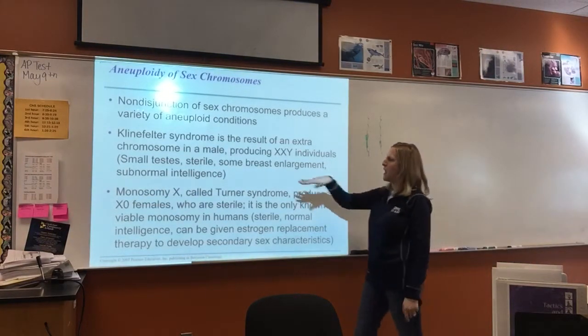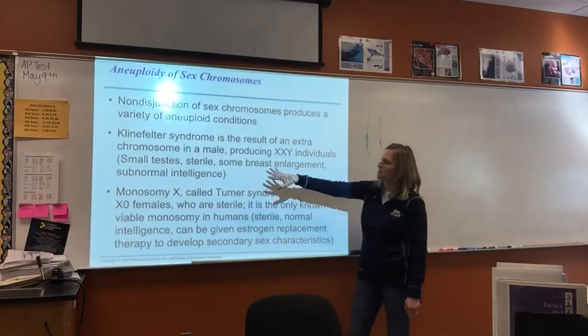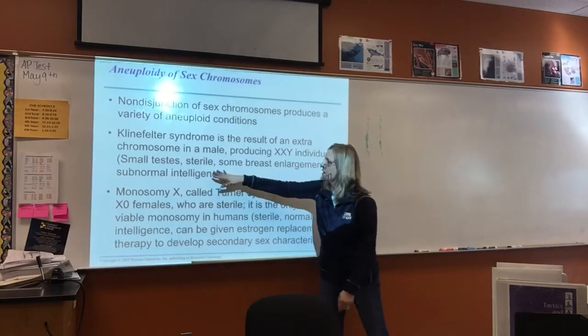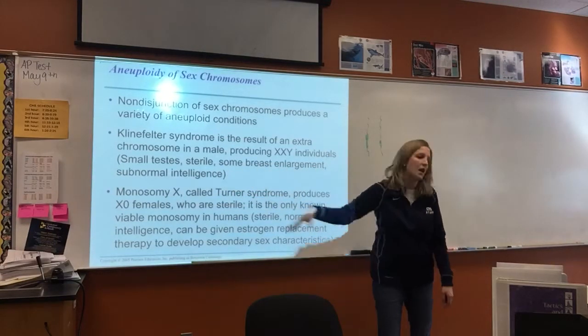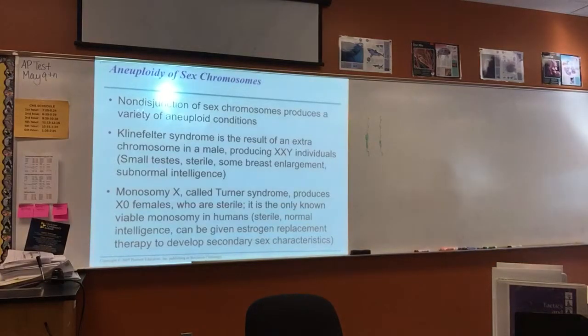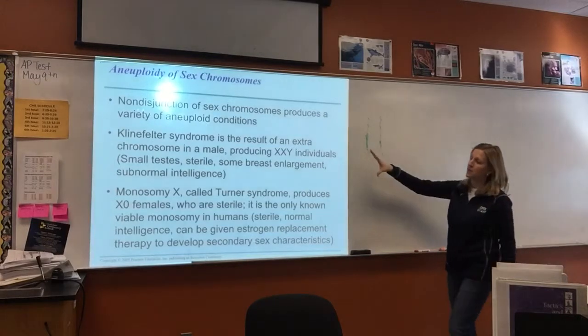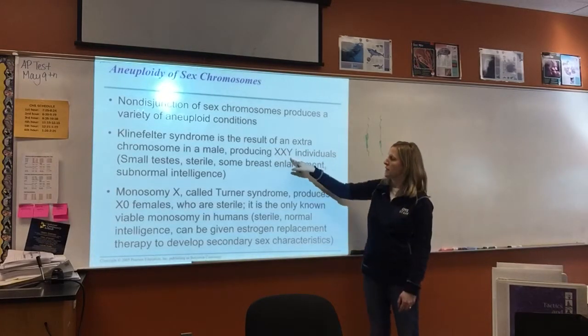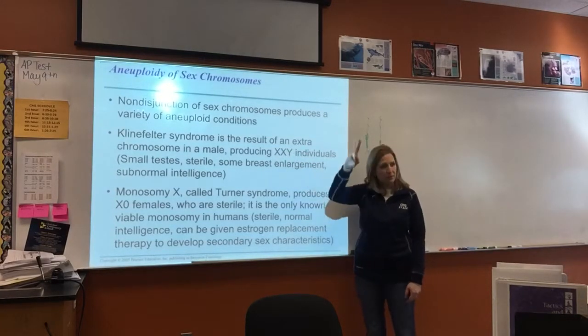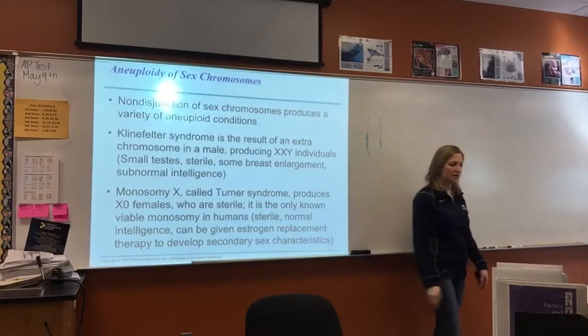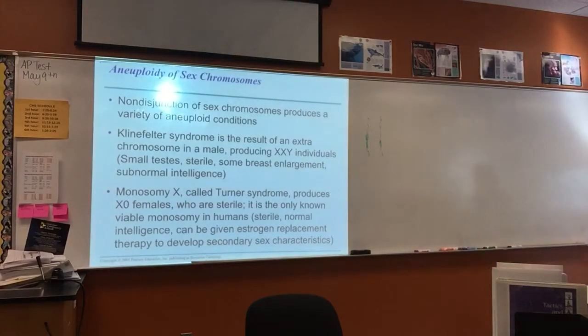And you can see the characteristics: small testes, sterile, they cannot have kids, some breast enlargement, affects their intelligence as well. So this is a type of trisomy because for that 23rd pair, you don't have a pair, you have 3, all right? And so that's an example of a trisomy.